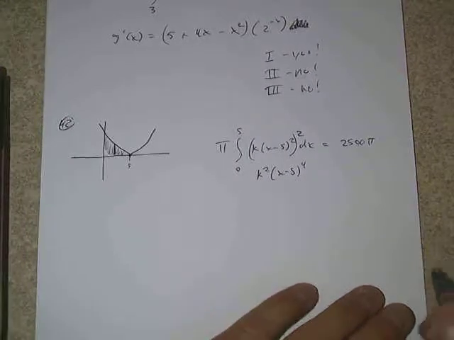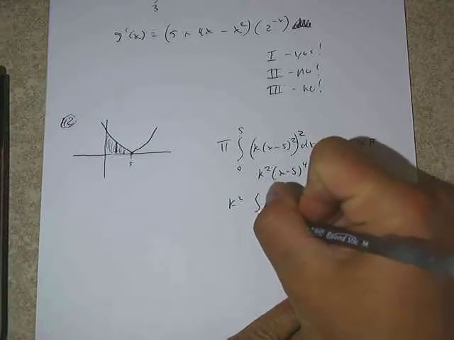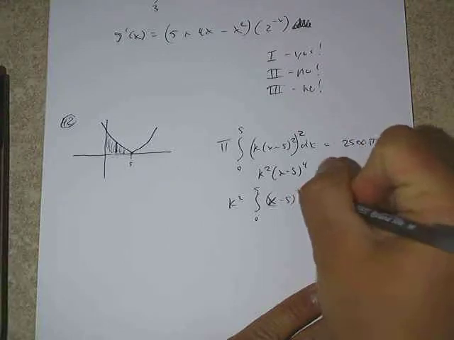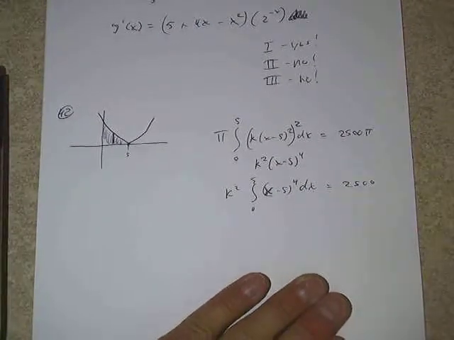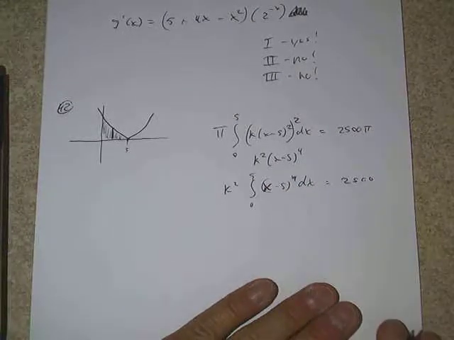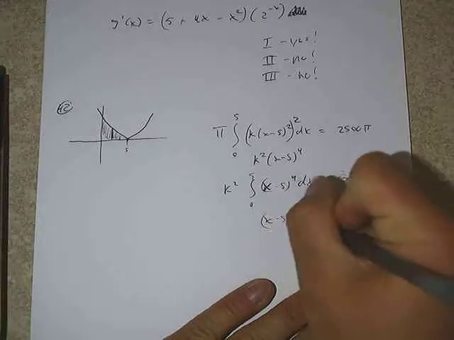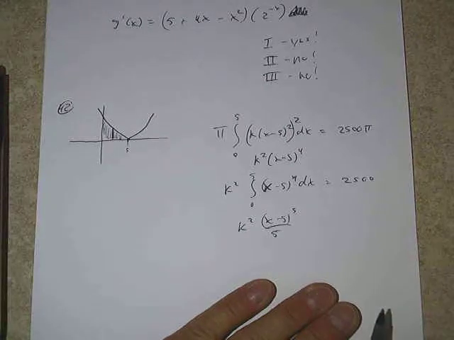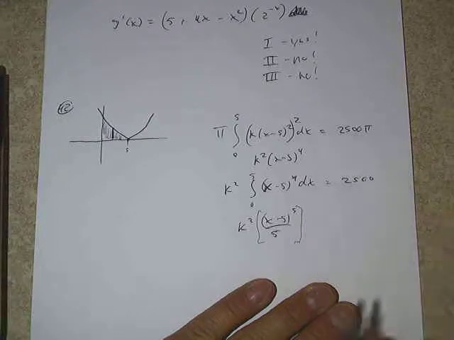If we rewrite this as k squared times (x minus 5) to the 4th, we square both of those things. We ultimately could bring the k squared out in front because k squared is a what? It's a constant. So if it's a constant, we'll have k squared out in front of the integral from 0 to 5 of (x minus 5) to the 4th dx. And divide by pi on both sides, the pi goes out of there.